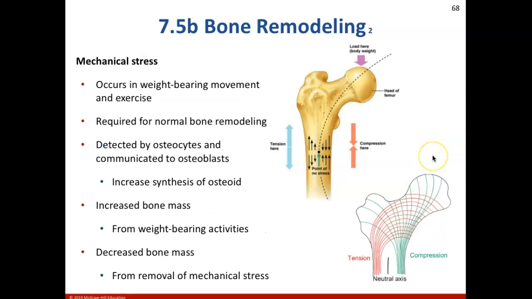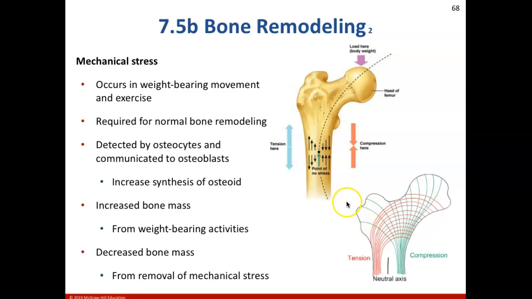Now let's talk about hormones and mechanical stress, starting with mechanical stress. This is going to occur in our weight-bearing movement and the exercises that we do, and it is required for normal bone remodeling. We have our osteocytes that are going to detect mechanical stress within the bone and communicate that to our osteoblasts so that they know that maybe they need to secrete more osteoid, more bone matrix. And so this can help to increase our bone mass, especially if we have more weight-bearing activities.